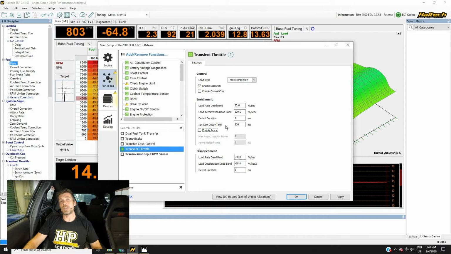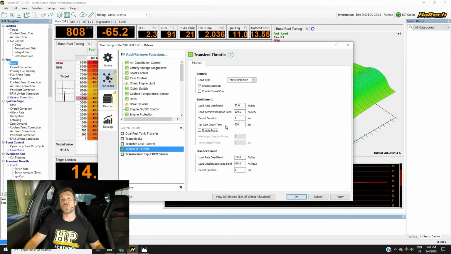Asynchronous, on the other hand, gives you the ability to actually add additional injection events. So we then have the option of both synchronous and asynchronous. It can get a little bit confusing, and the couple of times I have played with this, it can be a little bit challenging to know where best to add your acceleration enrichment. Do you do it with your asynchronous or your synchronous enrichment?